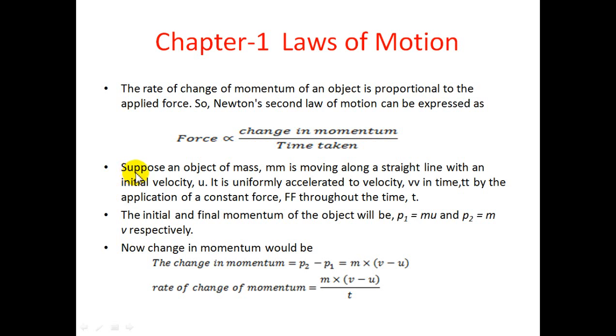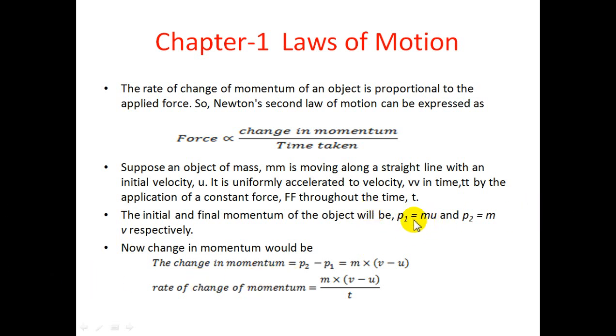Now suppose an object of mass m is moving along a straight line with an initial velocity u. It is uniformly accelerated to the velocity v in time t by the application of a constant force F throughout the time t. Just take the initial and the final momentum of the object as p1 equal to mu and p2 equal to mv respectively. Now the change in momentum would be p2 minus p1.